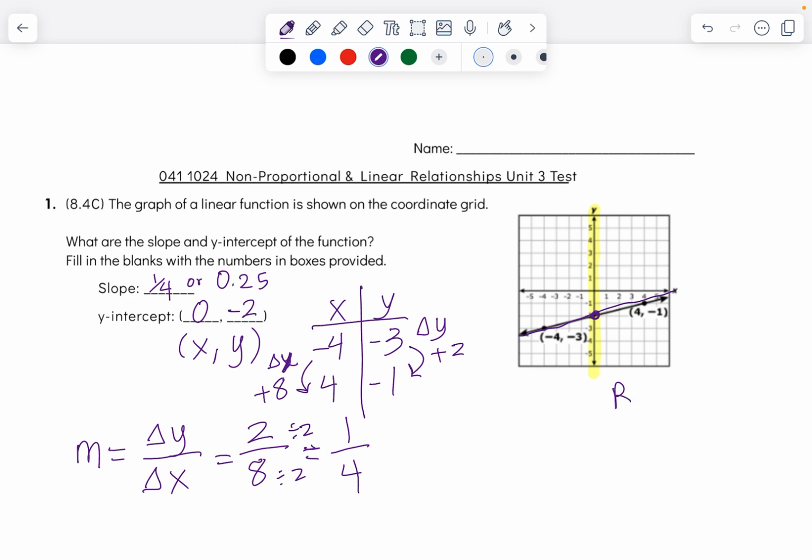You can also find it using rise over run. That means I need 2 pretty points, and I've got a pretty point at my y-intercept. Another pretty point over here I'm going to use is 4, -1. I go up 1. That's my rise, the top number. And I'm going to go over 1, 2, 3, 4. Now this graph was counting by ones, and my slope was 1/4. I went up 1 and over 4.